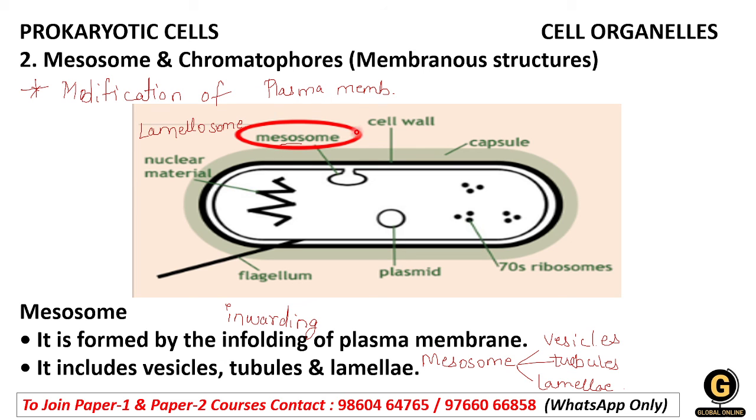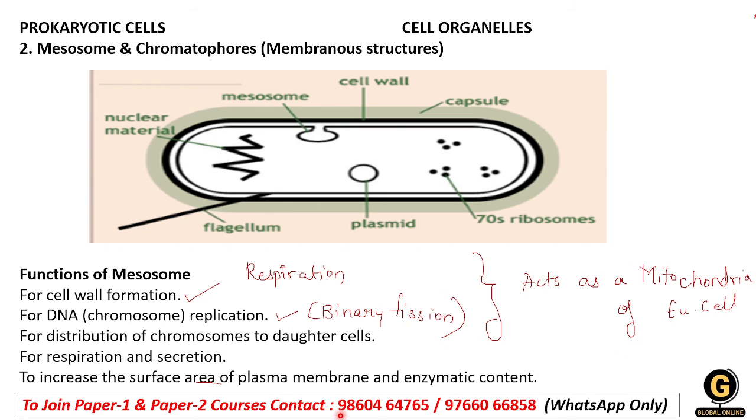Mesosome is also called lamellosome. It includes vesicles, tubules, and lamellae. The functions of mesosome are the formation of the cell wall, respiration, DNA replication, and increasing the surface area of the plasma membrane. If we compare the mesosome to the eukaryotic cell, it acts as the mitochondria of the eukaryotic cell, because respiration takes place in the mitochondria.